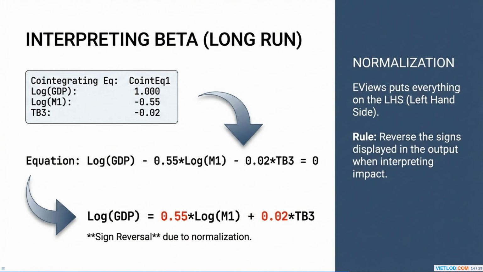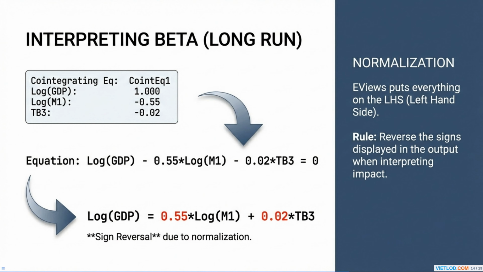When interpreting the cointegrating vector from EViews, there's a crucial step involving normalization. EViews presents the cointegrating equation normalized on one variable, here log GDP, and sets everything equal to 0. The output shows log GDP with a coefficient of 1.000, log M1 with negative 0.55, and TB3 with negative 0.02. This translates to the equation log GDP minus 0.55 log M1 minus 0.02 TB3 equals 0.